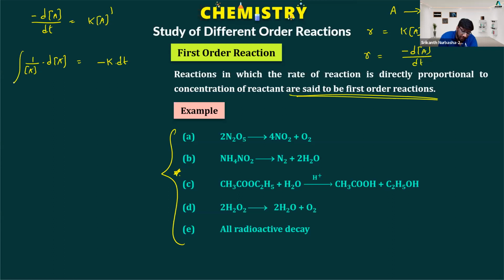So if I do the integration, from where to where? Time t = 0 to any time t = t. At time t = 0, what was the concentration of A? Concentration of A naught. At time t = t, what was the concentration of A?